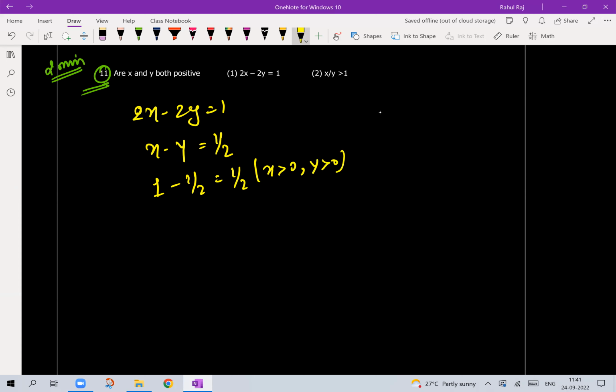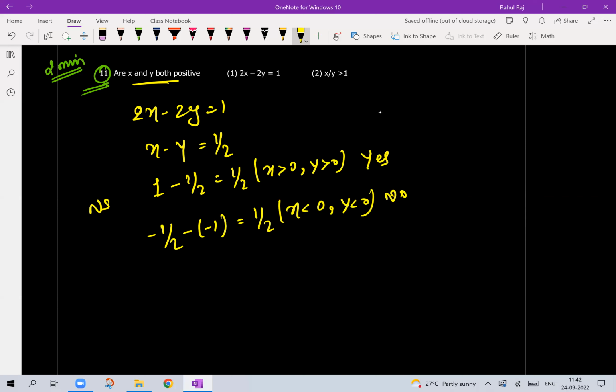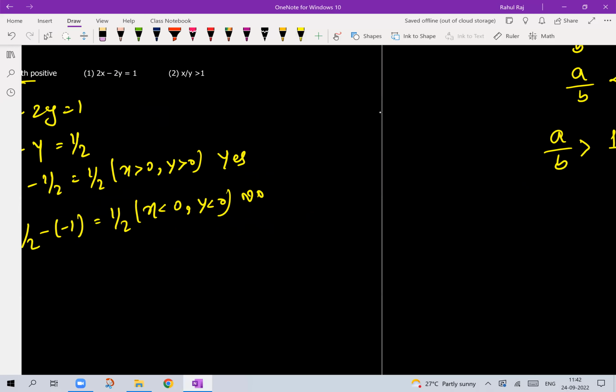But imagine, can I also take x as negative half, y as negative 1? In that case also this is half. In this case, x is less than 0 and y is less than 0. Simple logic. So my question is, are x and y both positive? In this case, yes situation. In this case, no situation. And both are giving me that x minus y is equal to half. So I can say this is not sufficient. Any doubt, anybody?